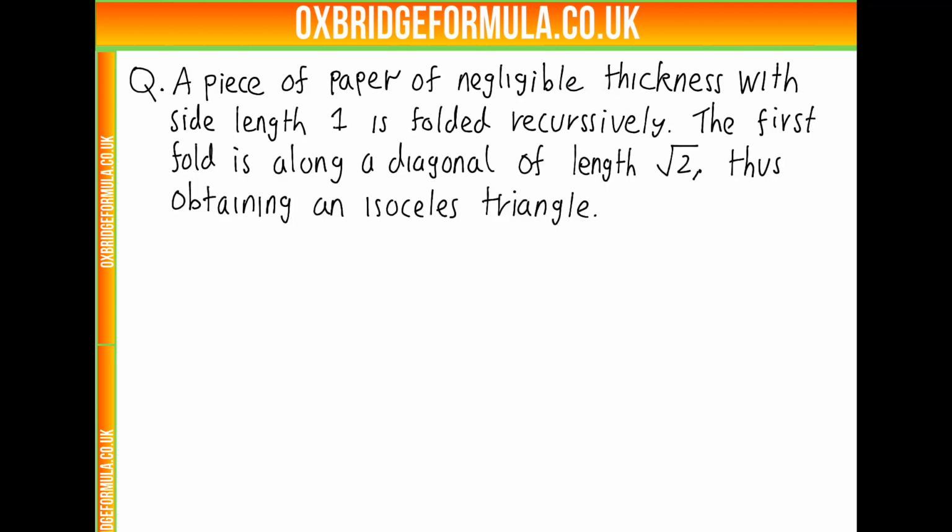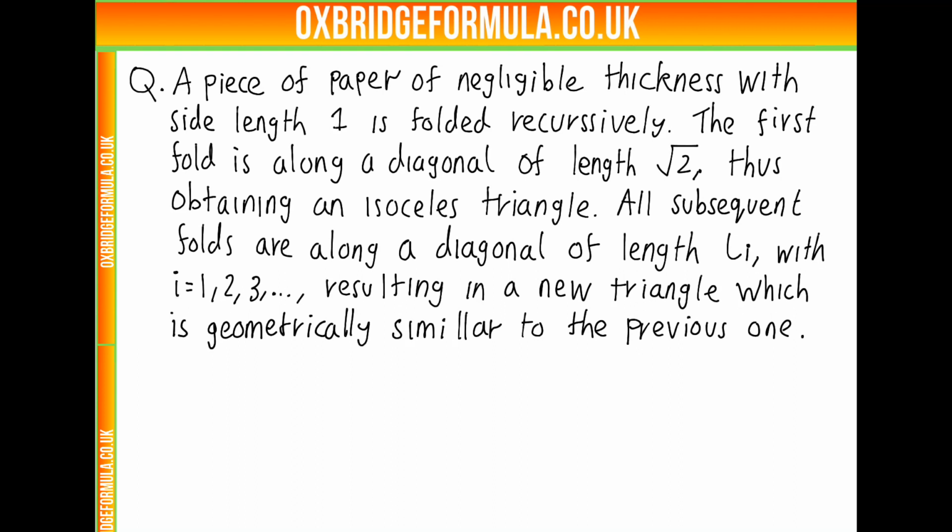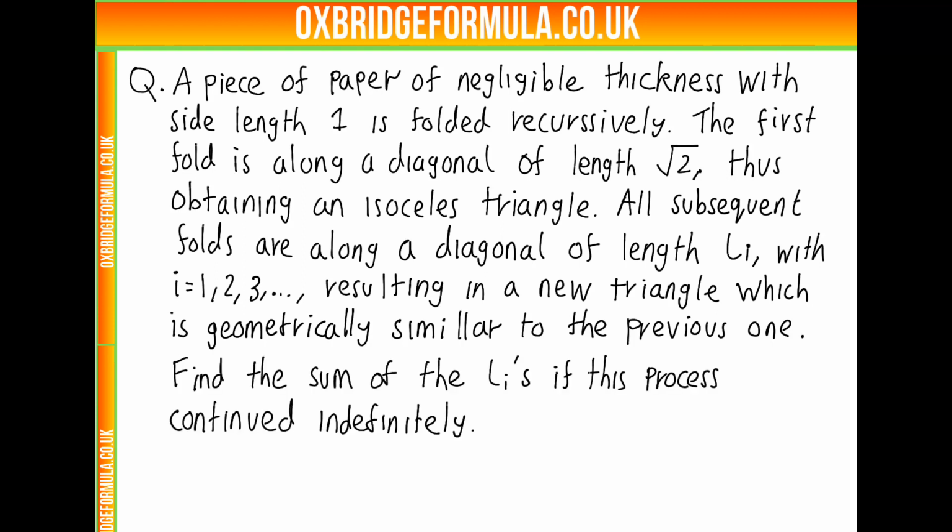For the first fold, we fold it along a diagonal of length √2, thus obtaining an isosceles triangle. Subsequently, we fold along a diagonal of length L_i, with i from 1, 2, 3, or any positive integer. And that fold results in a new triangle which is geometrically similar to the previous one. Given that information, if we continued this process indefinitely, what would the sum of the L_i be?